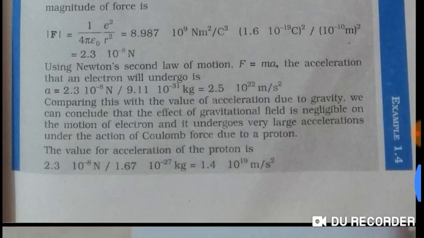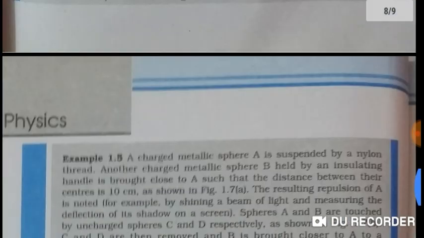Using Newton's second law of motion, F = ma, the acceleration that an electron will undergo is a = 2.3 × 10^-8 Newton / 9.11 × 10^-31 kg = 2.5 × 10^22 meter per second square. Comparing this with the value of acceleration due to gravity, we can conclude that the effect of gravitational field is negligible on the motion of the electron, and it undergoes very large accelerations under the action of Coulomb's force due to a proton. The value for acceleration of the proton is 2.3 × 10^-8 Newton / 1.67 × 10^-27 kg = 1.4 × 10^19 meter per second square.